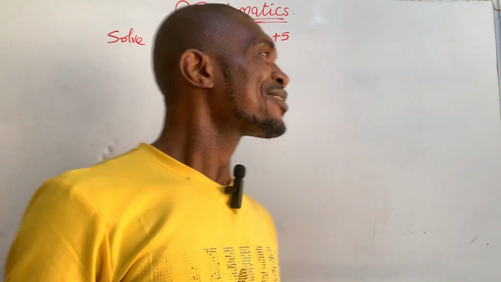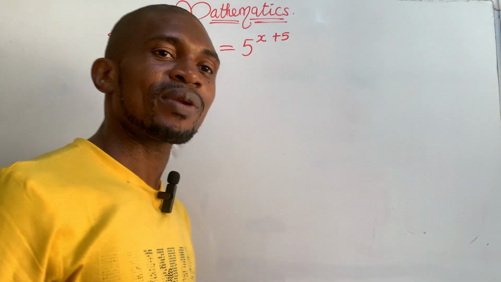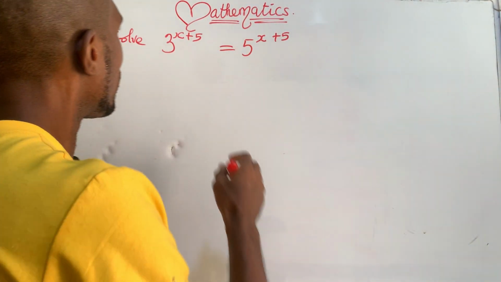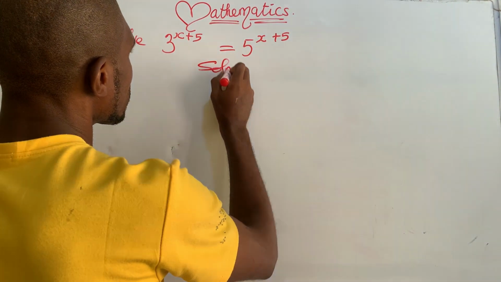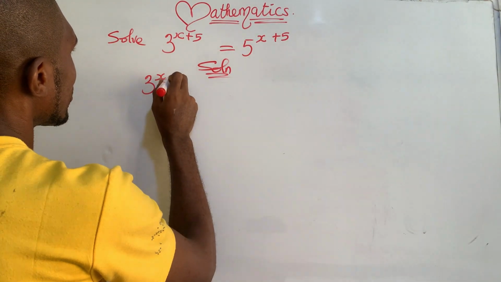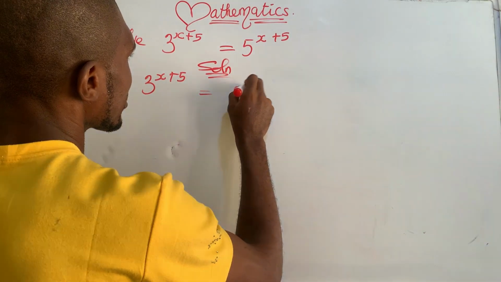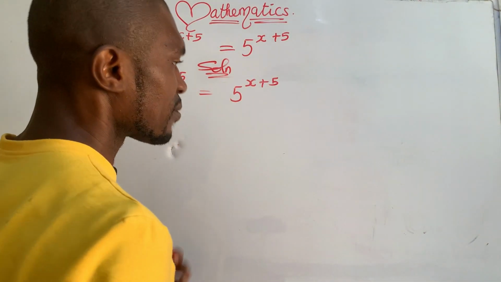Hello. So today we're going to be solving this question. Though it seems complex, we're going to simplify it now. So join me as we solve. We have 3 raised to power x plus 5 is equal to 5 raised to power x plus 5.